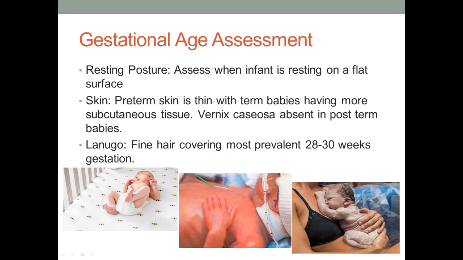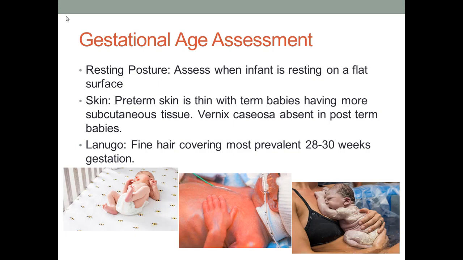So the first part is, I kind of got these all combined together, but know what the New Ballard Score assesses. So know each part. Resting posture is when you look at that baby laying in their crib or on the bed, so that they're resting on a flat surface. You're going to determine whether their legs are up or if their arms are flexed into their body. A preemie baby is going to be more stretched out, where a term baby is going to be more flexed.